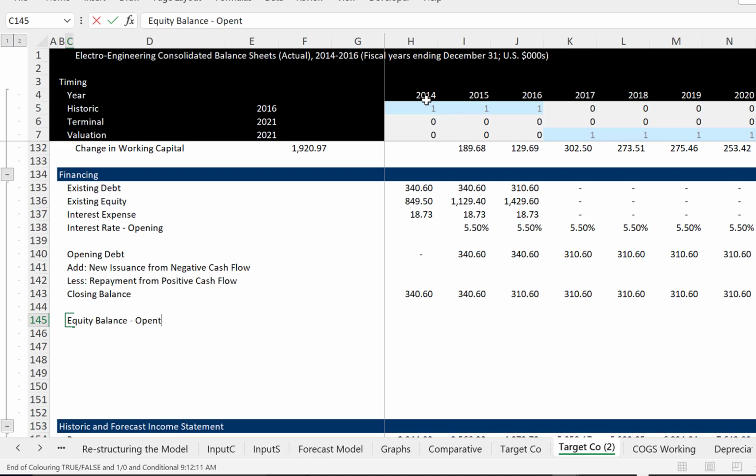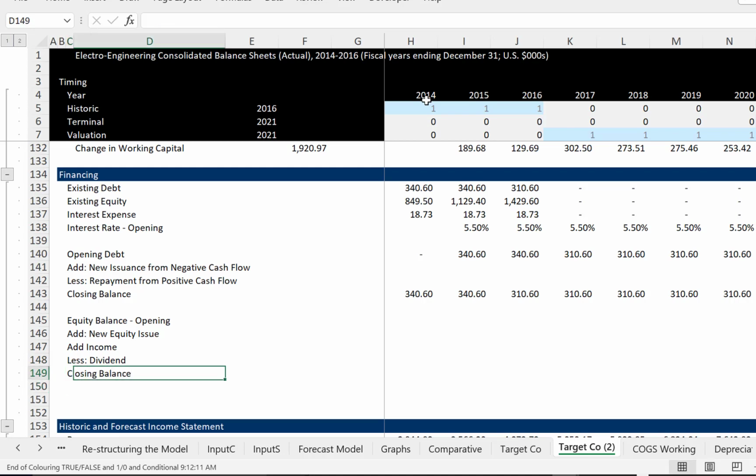Opening, and let's add the new equity issue and less the dividend. I add the income rather, less dividend, and we get a closing balance. I can't talk and type at the same time.